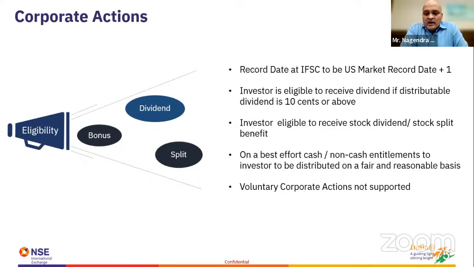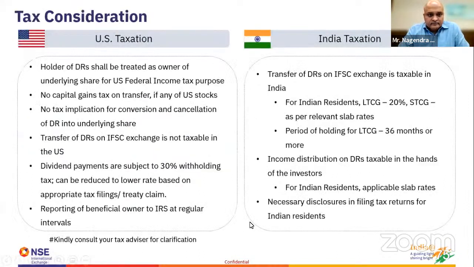As we speak, though we have a framework for voluntary corporate actions, we are not going to support them. We will support them on a best effort basis. But for all the mandatory ones, anything to do with stock dividend, when I say stock dividend, I'm referring to bonus, split, consolidation, and any exotic mandatory actions of the US markets, we will definitely support.